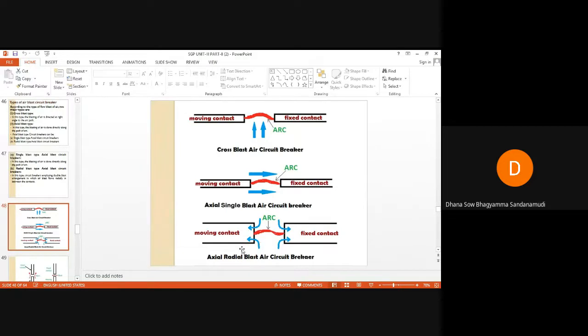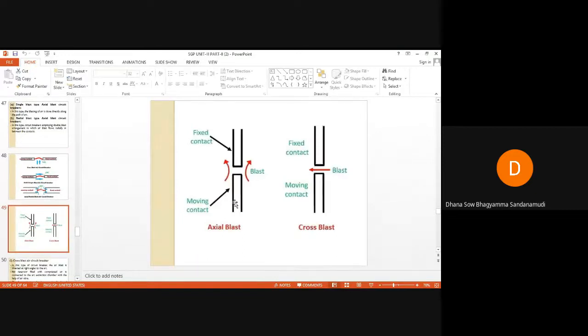In the case of radial blast type, a double blast arrangement will be there, in which the air blast flows radially in between the contacts. So you can see one more image, axial blast and cross blast. The red arrow marks in this image represent the direction of air, the blast air direction.